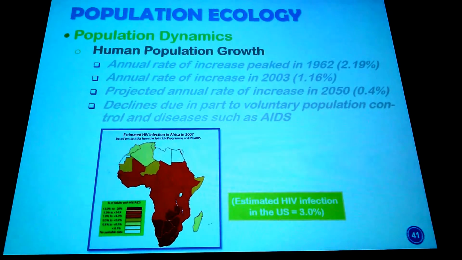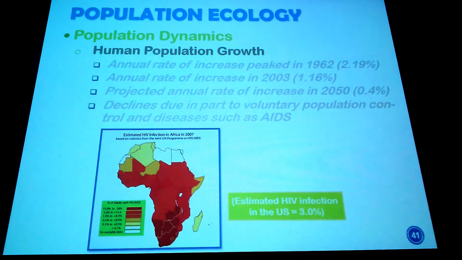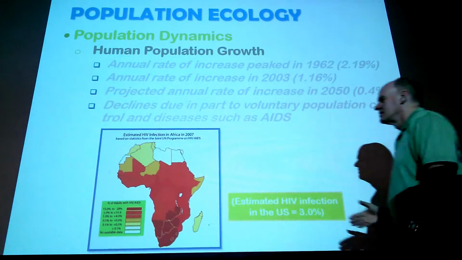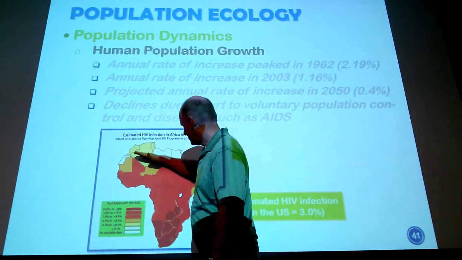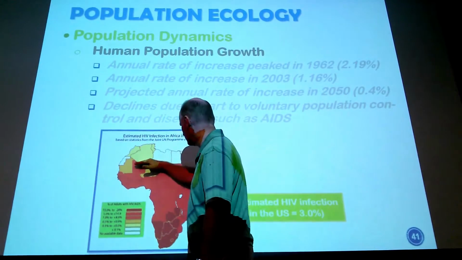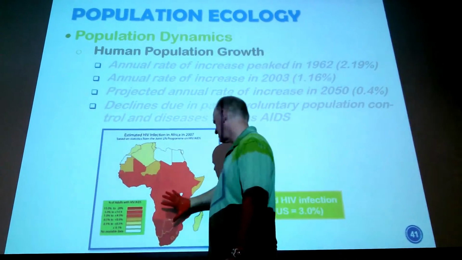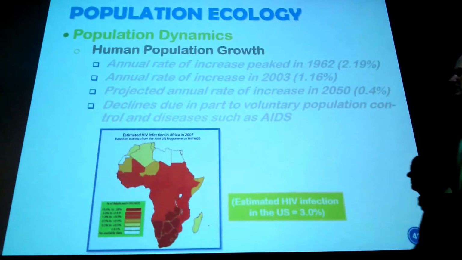So disease, famine, other controls, especially in sub-Saharan Africa. When we talk about that, these countries in the northern part of Africa tend to be a little bit better off. It's these countries down here below the Saharan Desert that runs up through here, that this is where Africa gets hit the hardest.